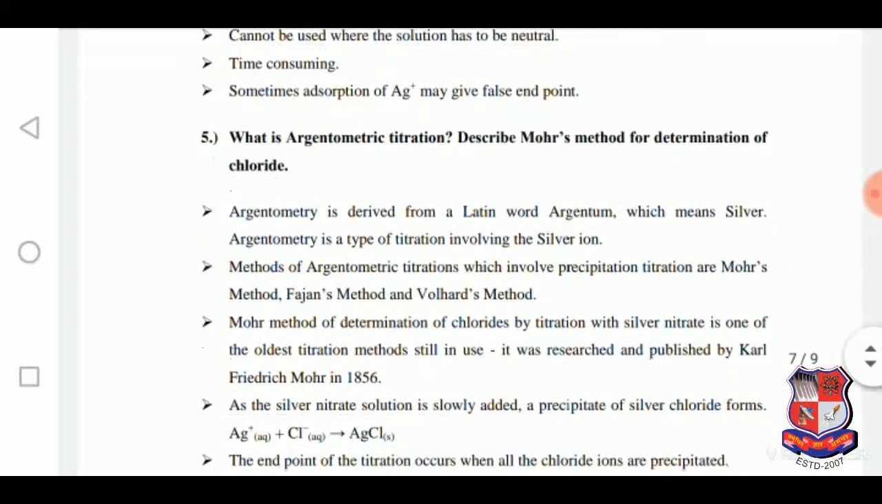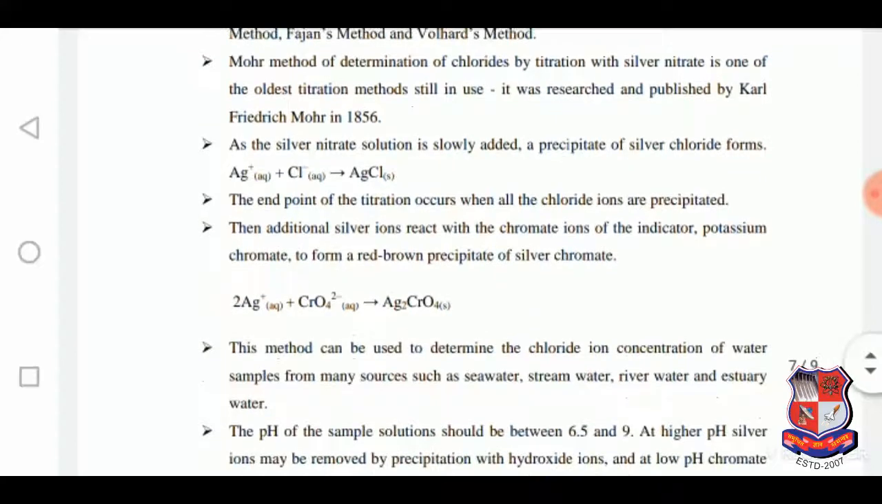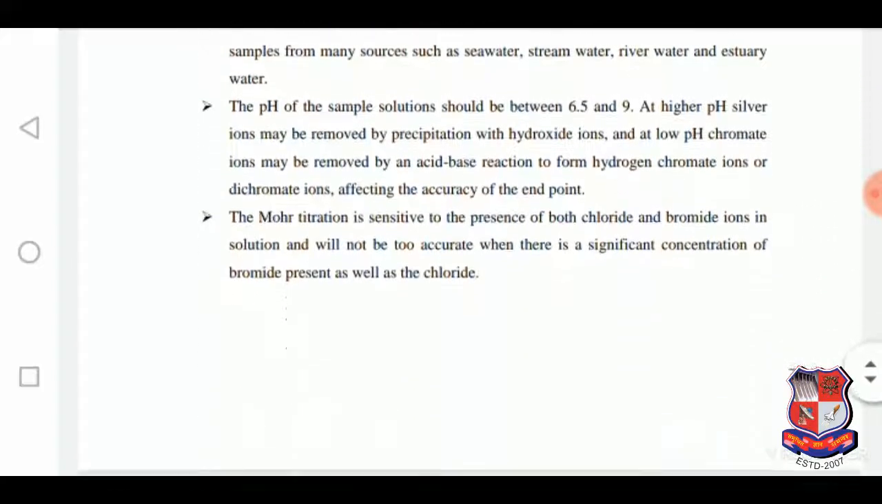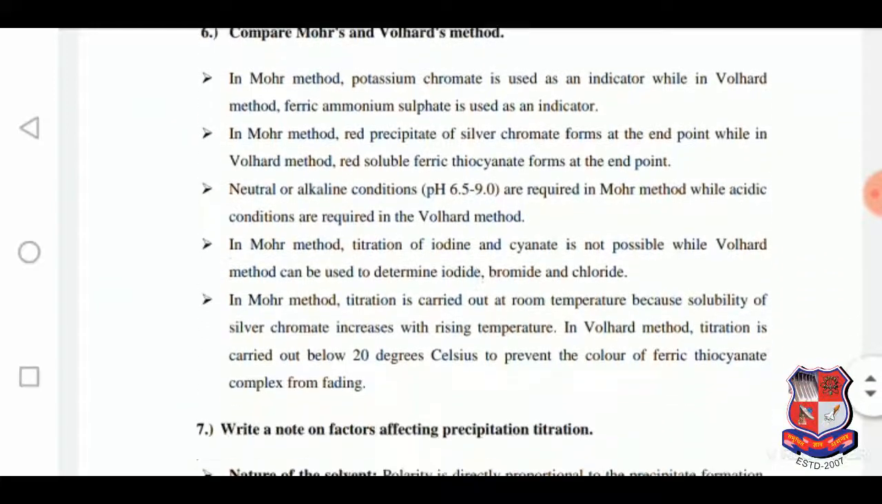The next question may be: what is argentometric titration? Describe Mohr's method for determination of chloride. This is the explanation of how the different reactions take place in the theory. Compare Mohr's method and Volhard's method. This is a comparison.